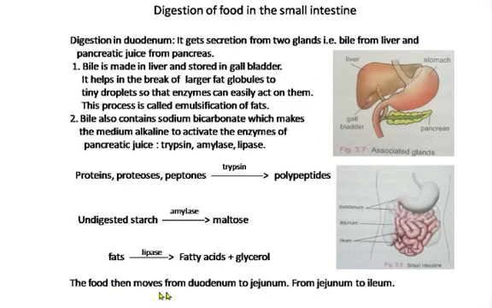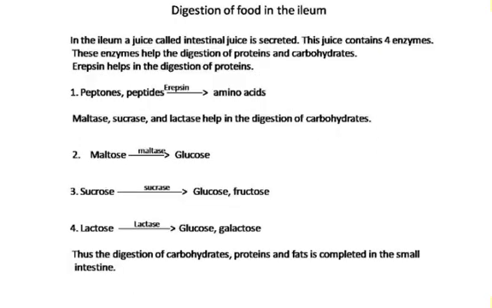The food then moves from duodenum to jejunum and from jejunum to ileum. In the jejunum, absorption of nutrients takes place and no digestion takes place in jejunum. So let us see the digestion of food in ileum.